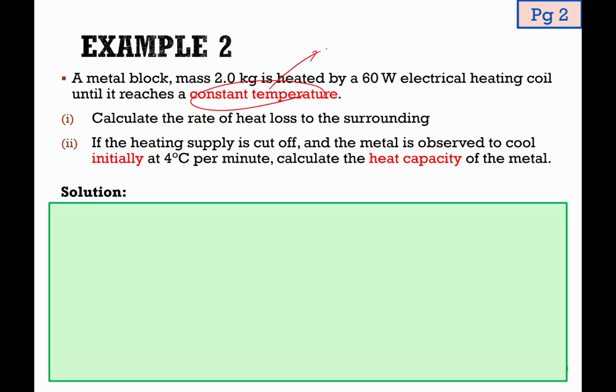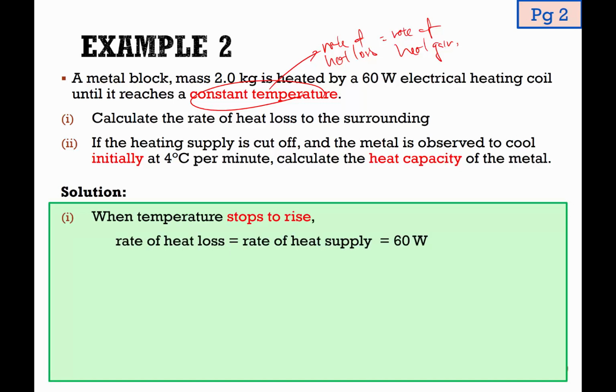Constant temperature must be telling you that the rate of heat loss is equal to the rate of heat gain. And why is that the case? Because if the rate of heat loss is less than the rate of heat gain, then the temperature must be rising. If the rate of heat loss is more than the rate of heat gain, then it must be losing temperature. So for part 1, it's actually extremely simple. Once you rationalize the keyword constant temperature, you'll realize that the rate of heat loss is exactly equal to the 60-watt heat source.